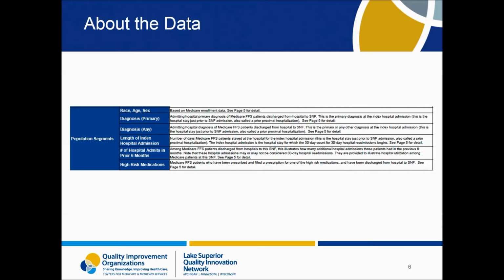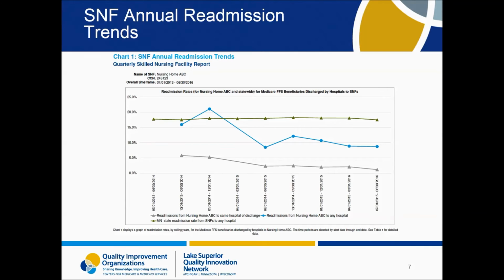The number of hospital admits in the prior 6 months shows a picture among the patients who went from hospitals to nursing homes and how many additional hospital stays they had before being admitted to your home. Finally, high-risk medications summarizes patients who were discharged from the hospital to the nursing home and were on one of several high-risk medications. This next page of the report shows data.